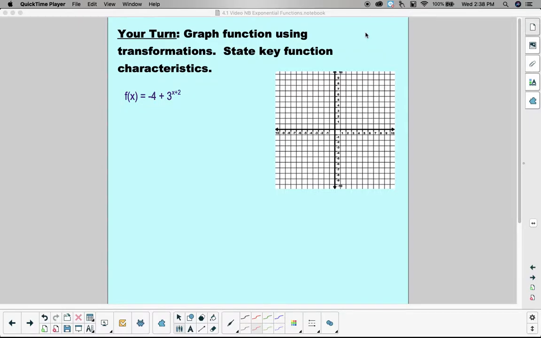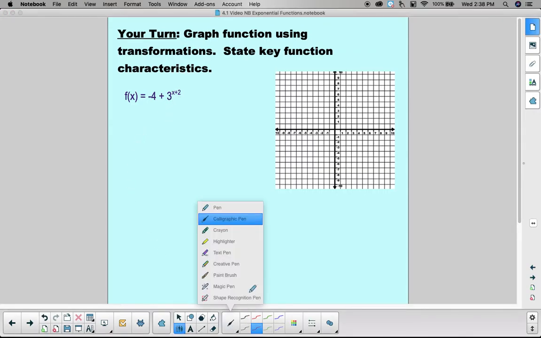In this video, I'm going to work an example where we graph an exponential function and state key function characteristics. And we're going to be working with this in class on Tuesday. So here's our function, f of x equals -4 plus 3 to the power of x plus 2.